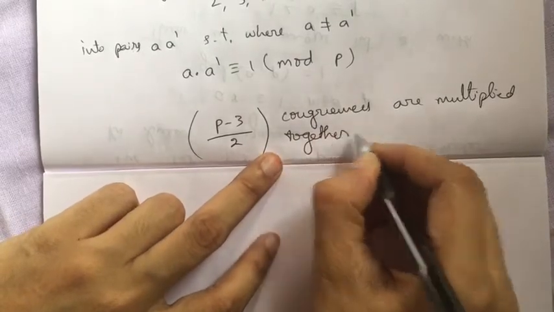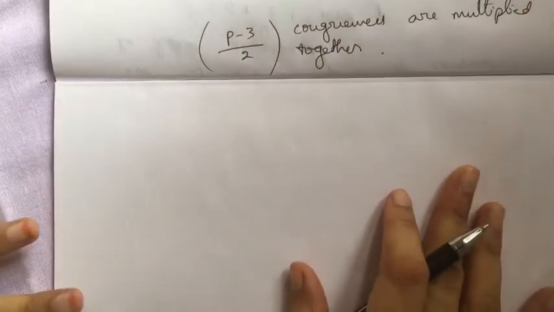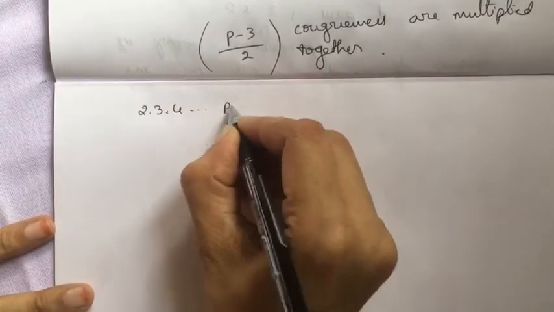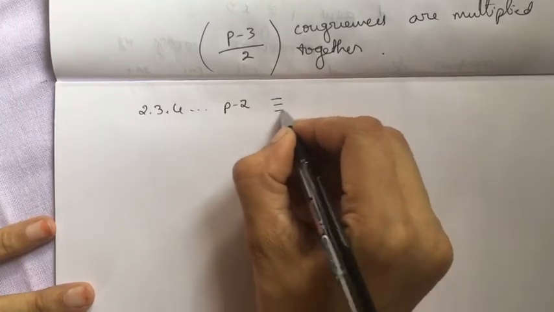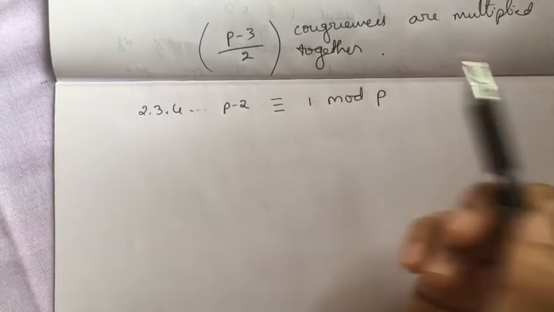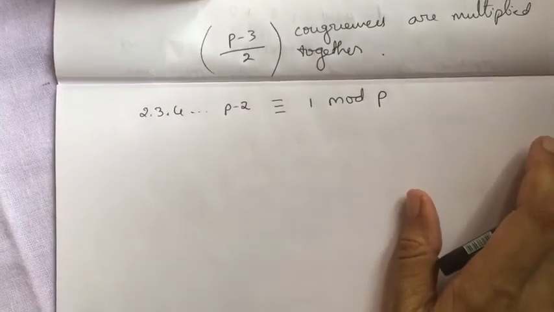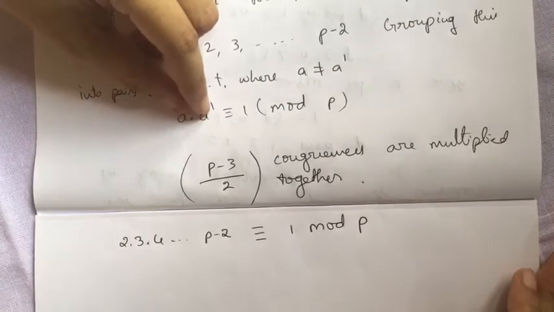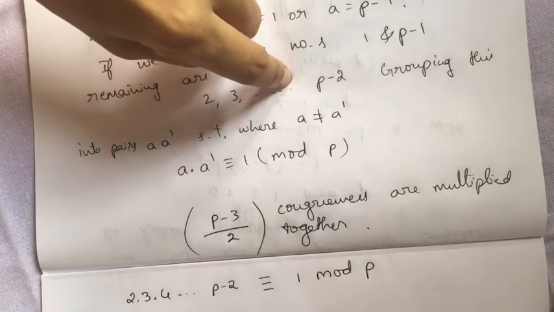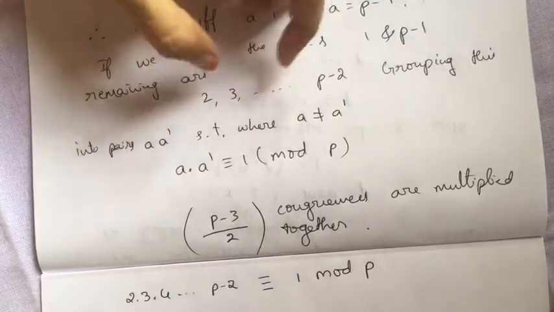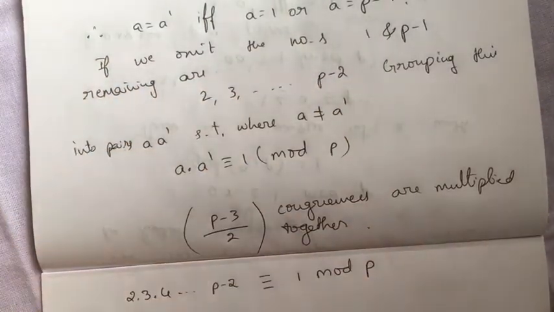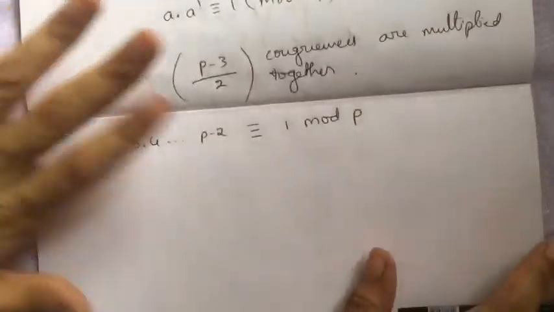So it comes out to be, I'll tell you, 2 into 3 into 4 up to p minus 2 is congruent to 1 mod p. Why? Because each time I'm taking a pair, two numbers from this, 2 to p minus 4, 3 to p minus 2, like that. So you are getting (p minus 3)/2 congruences and I'm clubbing all together, I'm multiplying them.